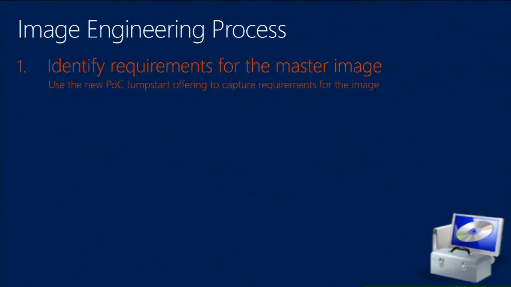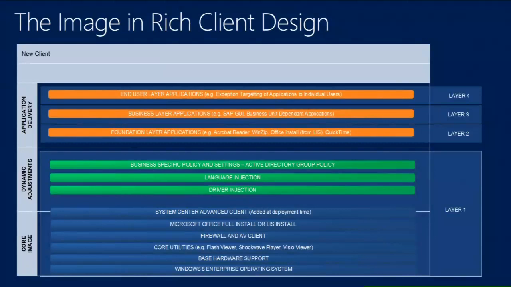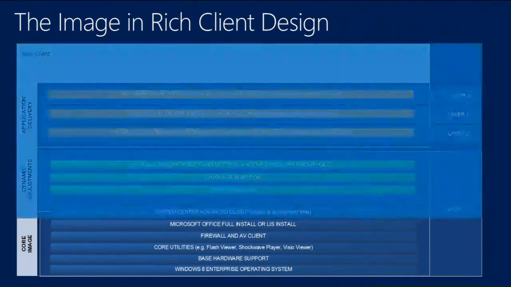So let's get started. Number one, let's talk about identifying the requirements for the master image. How do you do this? This is a diagram of typically how we would develop an image for deployment within a large organization. We tend to split this into 4 layers, and really we're going to be dealing with this bottom part of the layer for image engineering.